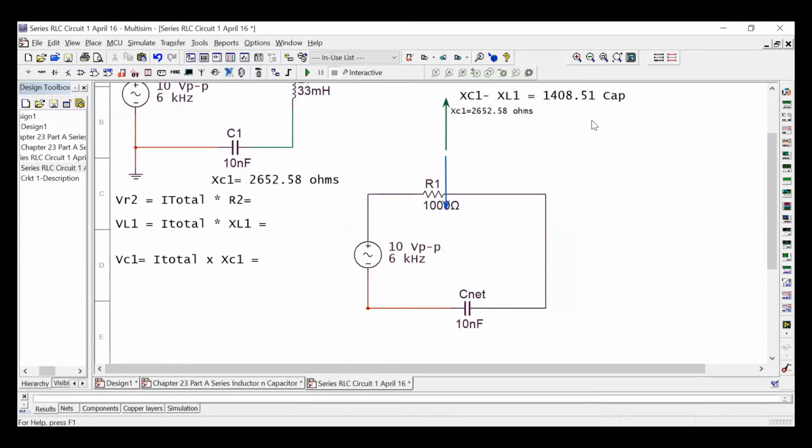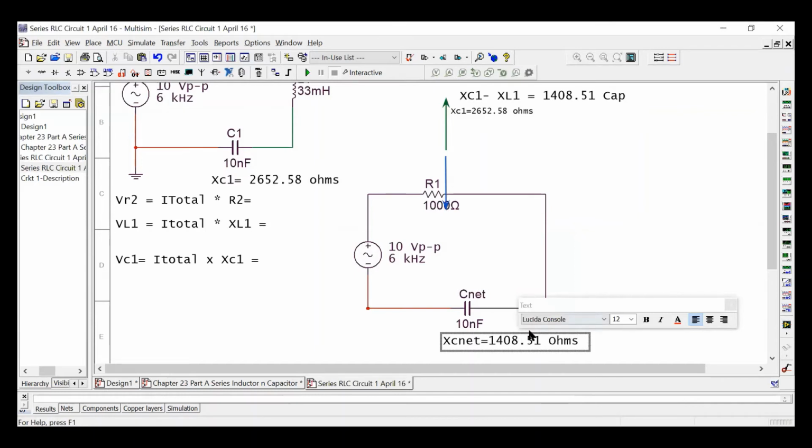Now we know that C net has a capacitive reactance of 14.08 ohms, because we did that already. We solved that already. So we have that. So this is going to be X of C net is going to be 14.085 ohms. So to find the capacitance value of this, we have to do some math. Yes, we love math in this class.